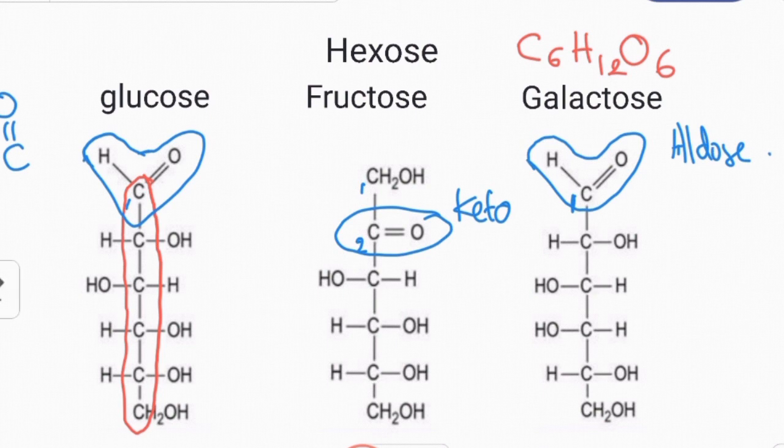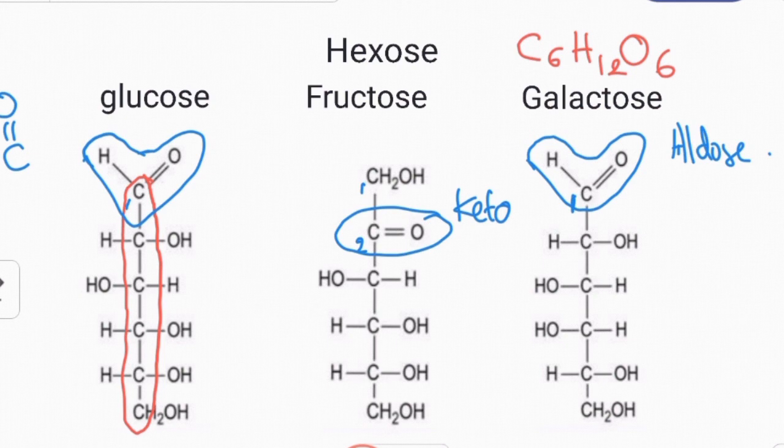Now if we summarize about the monosaccharides, monosaccharides are the simplest form of sugars. They have carbon, hydrogen and oxygen, as in carbohydrates, with the molecular formula CxH2Oy. These monosaccharides can be named according to the number of carbon atoms they have: trioses, tetroses, pentoses and hexoses.